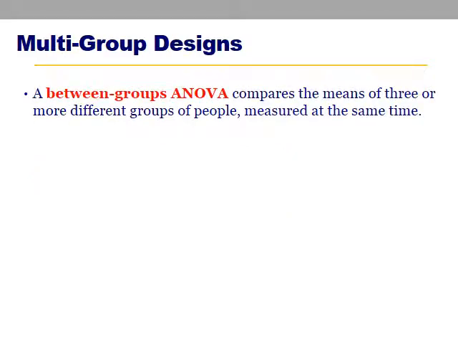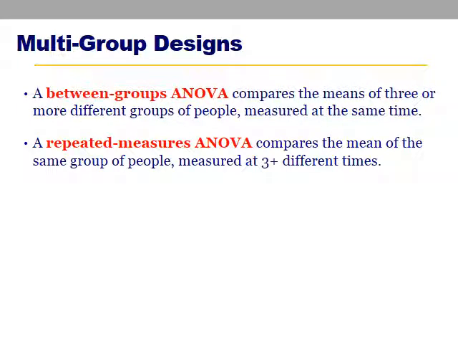In last week's class we talked all about the between groups ANOVA, which is the test that we use when we have 3 or more separate groups of people that we want to compare against each other. This week we'll focus on the repeated measures ANOVA, where we have the same group of people who we're measuring 3 or more separate times.